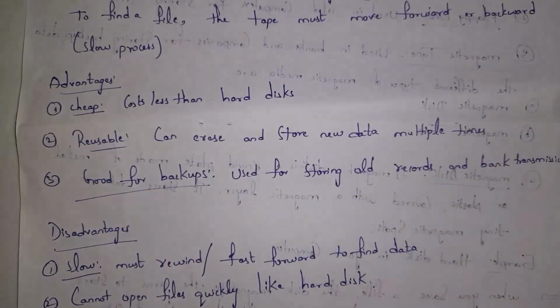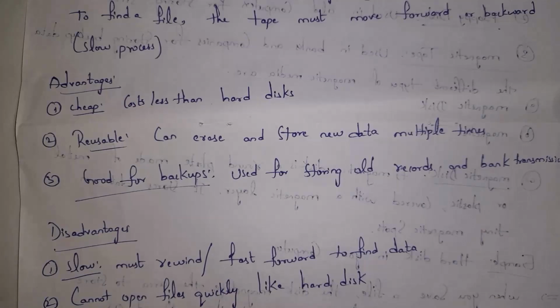These are the advantages of magnetic tape. And the first one is cheap. Guys, when compared to a hard disk, magnetic tapes are cheaper. And the second one is reusable. Guys, we can erase data and we can add new data in magnetic tapes. And the third one is good for backup. Guys, you can store multiple copies of your data as backup in magnetic tapes.